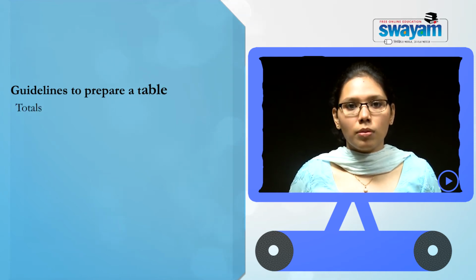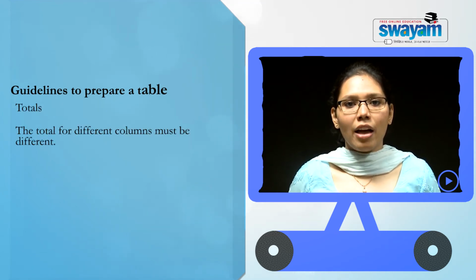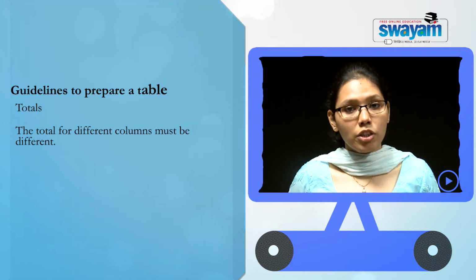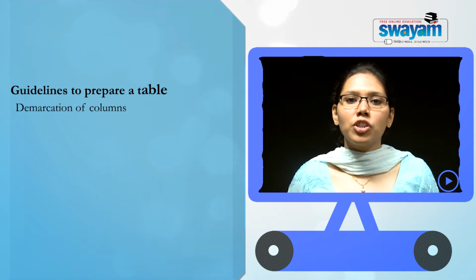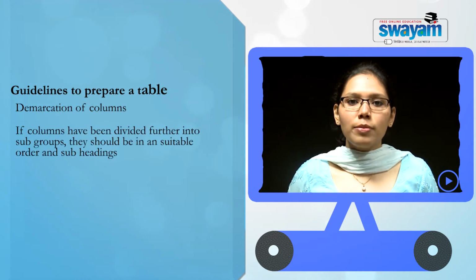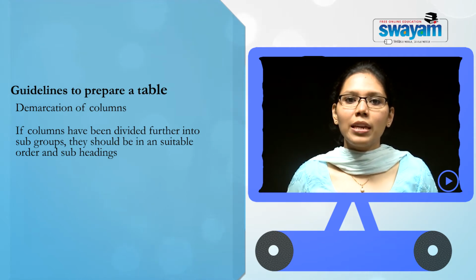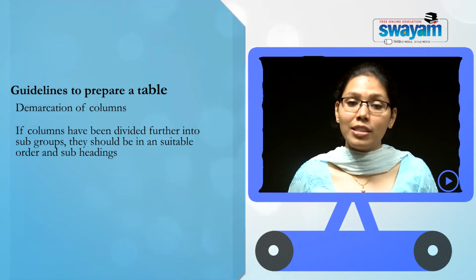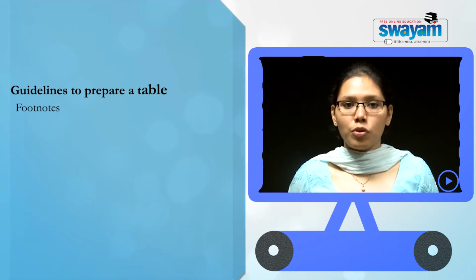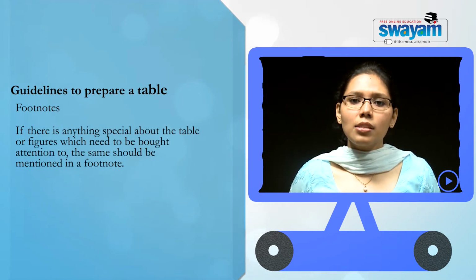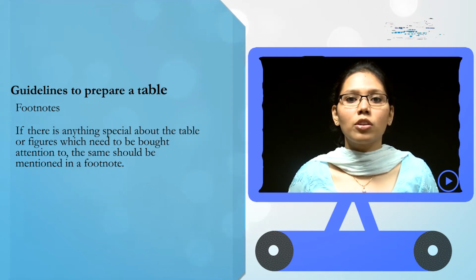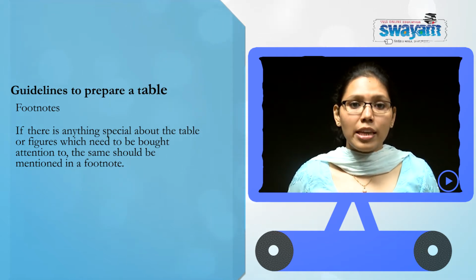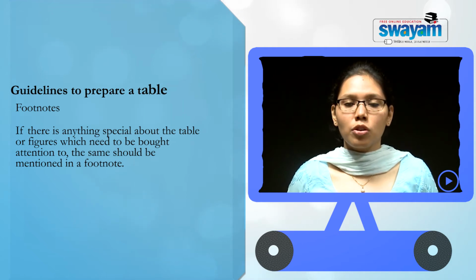Next, total. Columns must have different totals, each column having its own total. Next, demarcation of columns. If columns have been divided further into subgroups, they should be in a suitable order and with subheadings. Then footnotes. If there is anything special about the table or figures which needs to be brought to attention, the same should be mentioned in a footnote to the table.